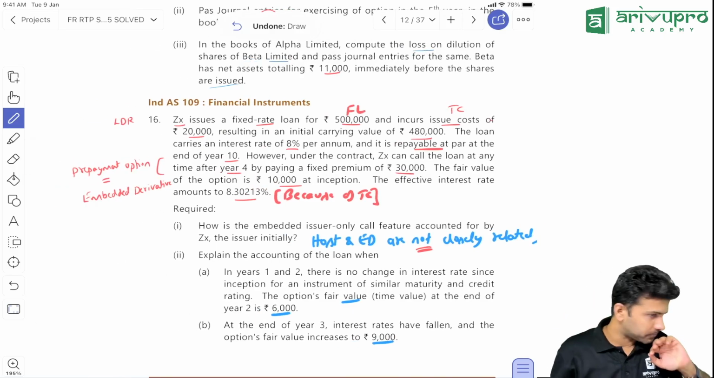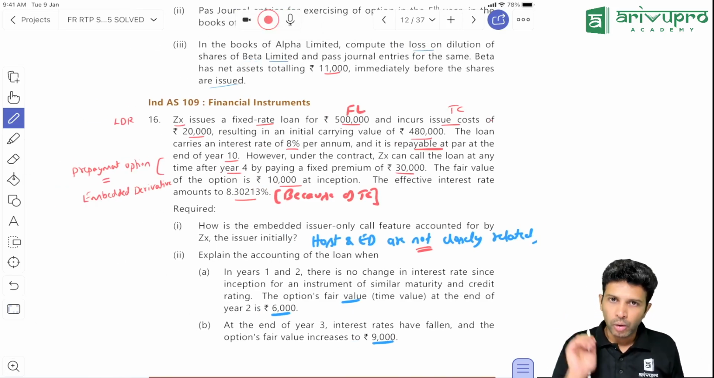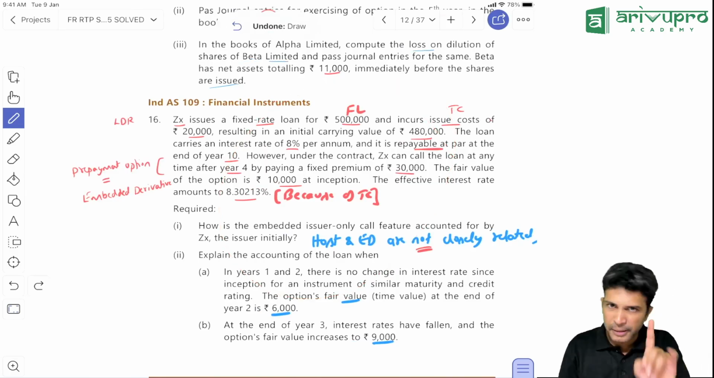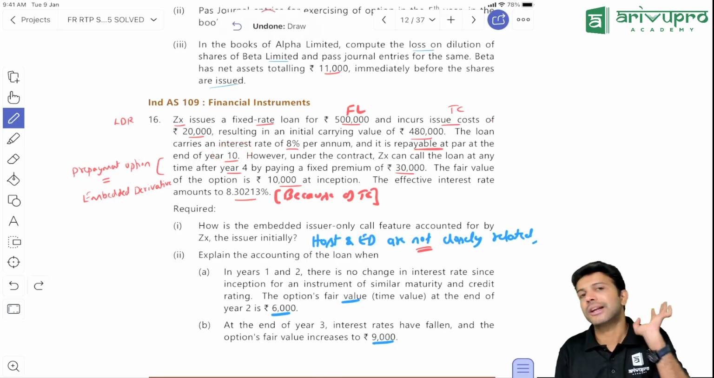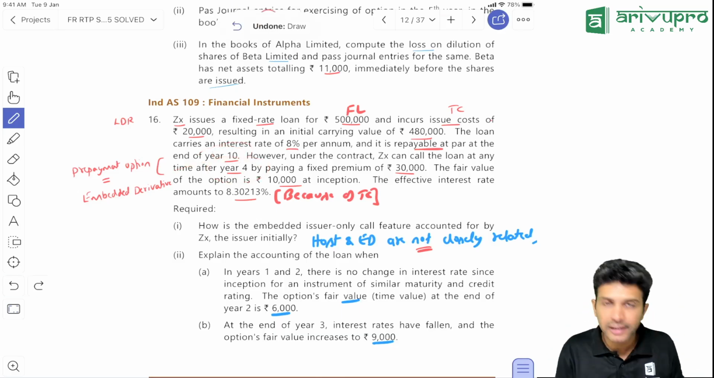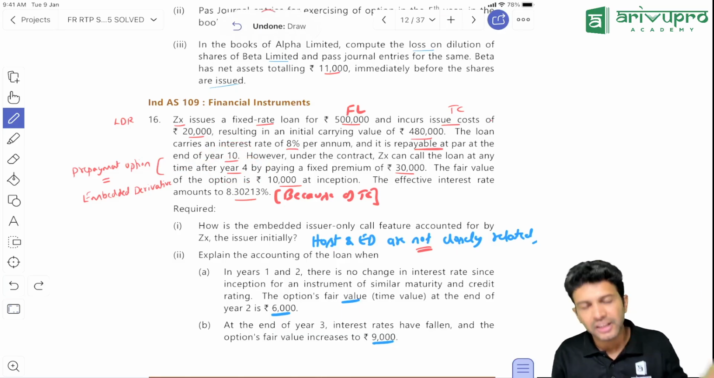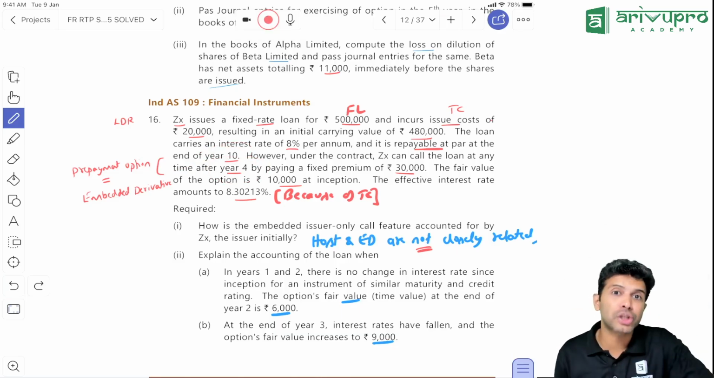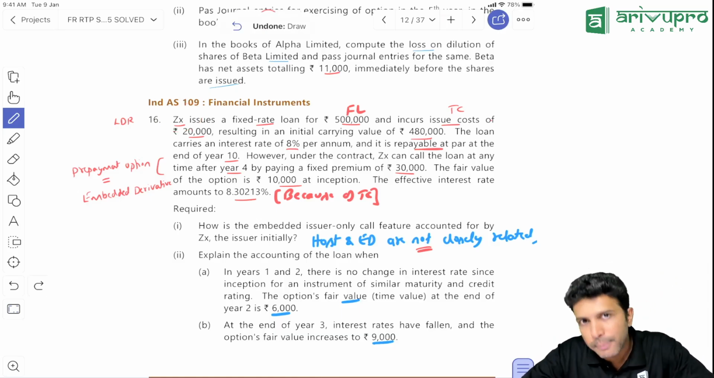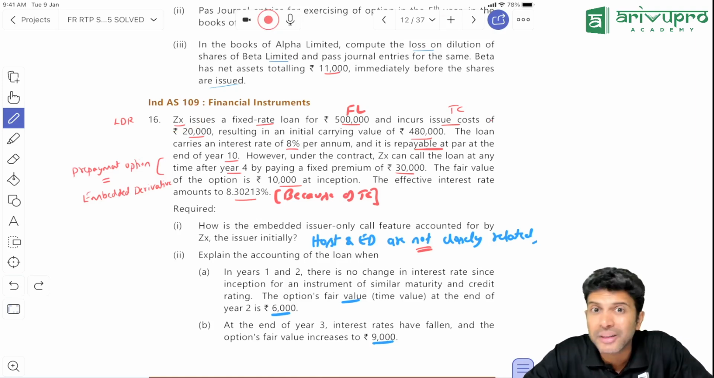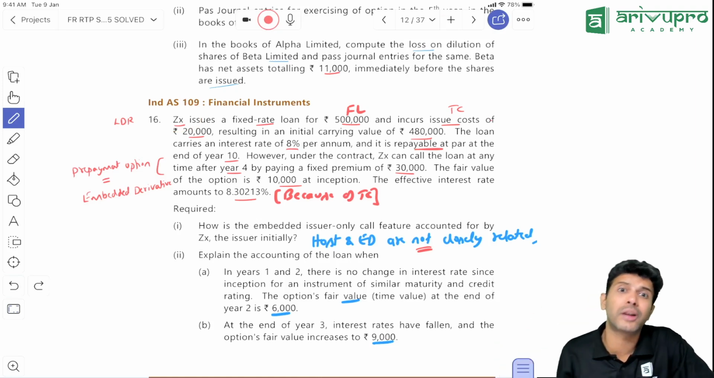Now, this particular loan has a prepayment option. Do you agree with me? Why? The loan's original duration is 10 years, but if the company wants, they can repay within 4 years, right? Now, if you are the finance manager of this company, will you repay this loan early? Will you repay this loan before 10 years?